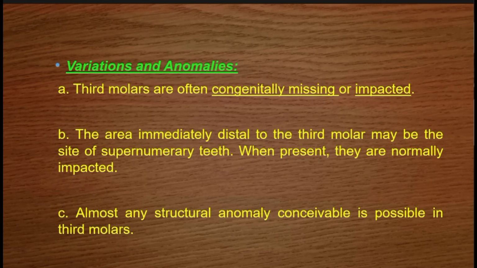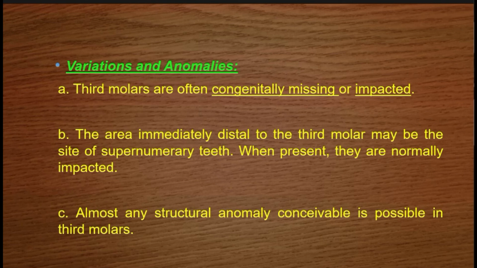The area immediately distal to the third molar may be the site of a supernumerary tooth. When present, it is normally found after the third molar, in the upper and in the lower also. I showed you that there are some additional teeth which are known as supernumerary teeth. Usually the supernumerary tooth in this position is impacted, not coming into occlusion, but you will find it in the X-ray. Almost any structural anomaly conceivable is possible in the third molar. So a lot of variation and a lot of types are there.